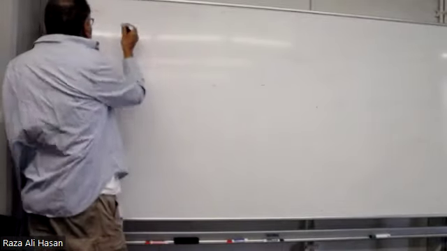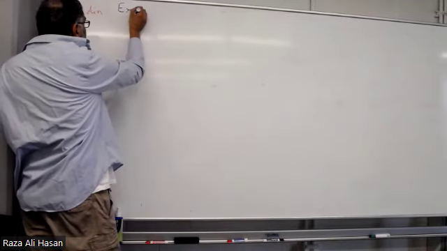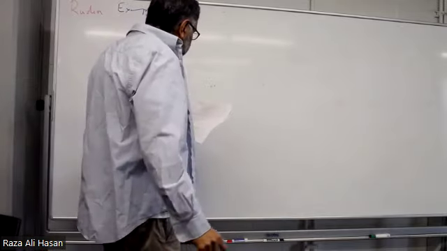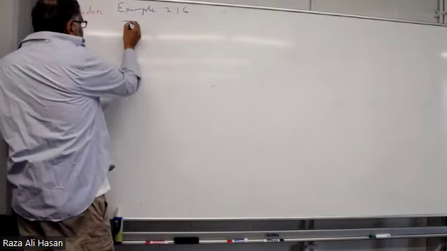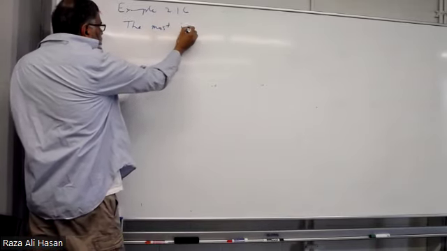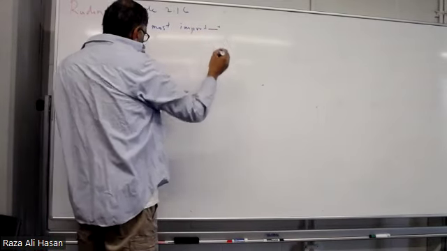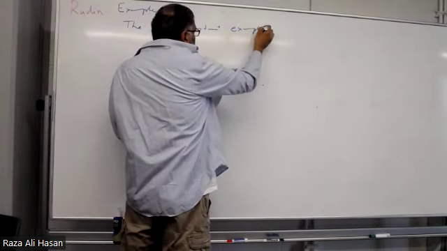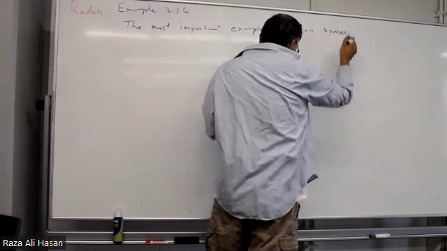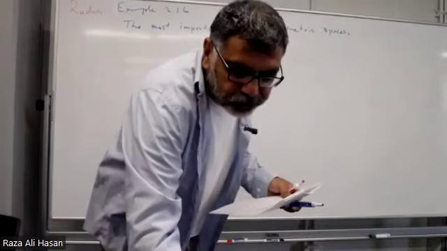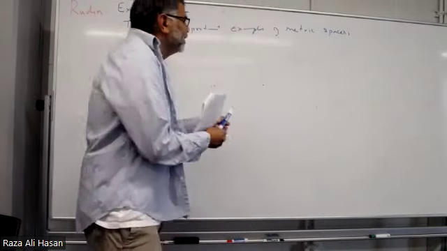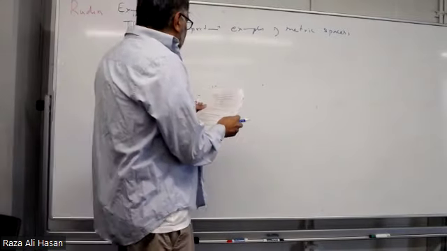All right, so we have a Rudin example 2.16, and he says, I'm just going to write what the book had. The most important examples of metric spaces are the Euclidean spaces R^k. It's getting recorded. Yes, it is. All right, because I can mess that up.